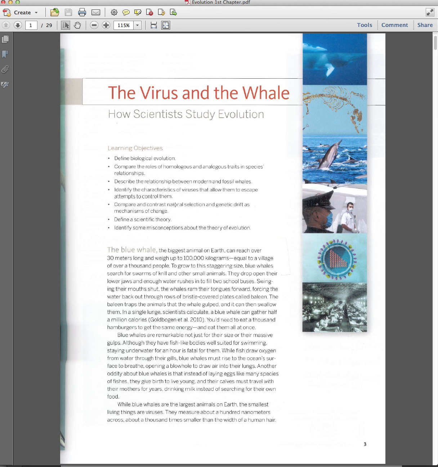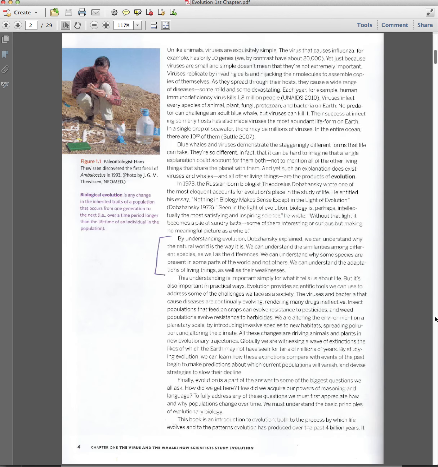So things like compare and contrast natural selection and genetic drift as mechanisms of change, and then they'll get into misconceptions as well. Okay, so here they start off with a discussion about whales. This is an excellent case study, and we will use this story about whales to interpret other parts of this text and other texts we are reading. So pay good attention to the example of whales. I liked this section here, so I highlighted that because it talks about what good is evolution, and I like the phrasing there. Dobzhansky has some great quotes about evolution.